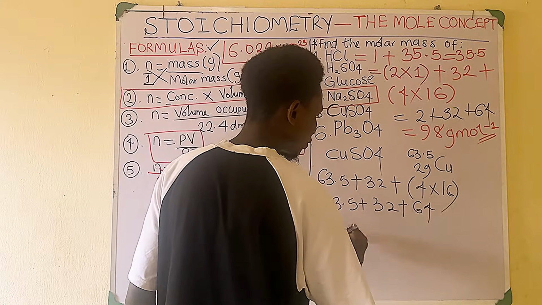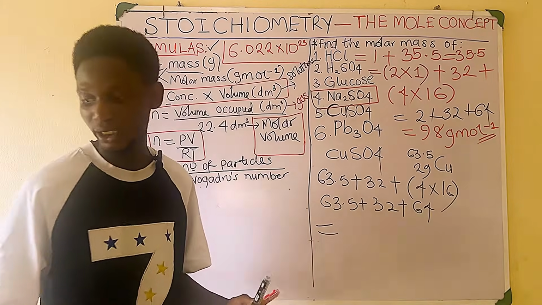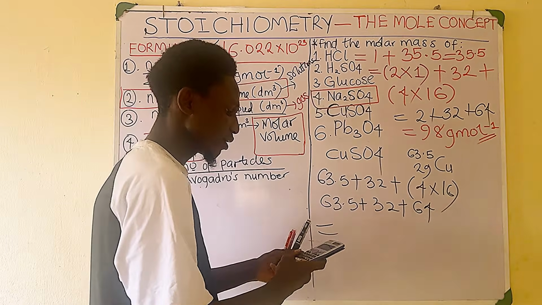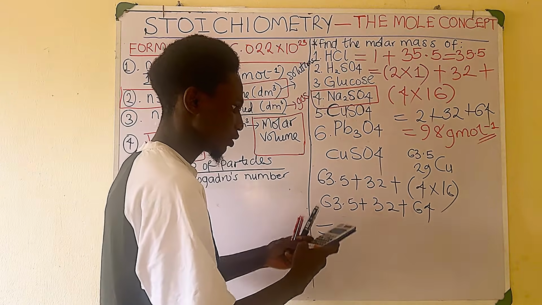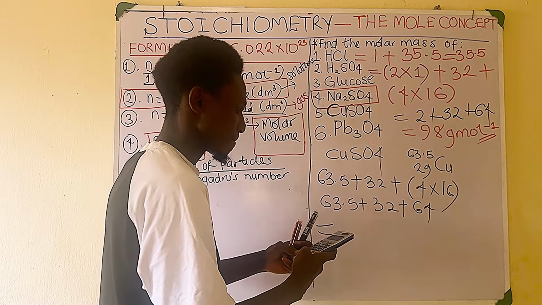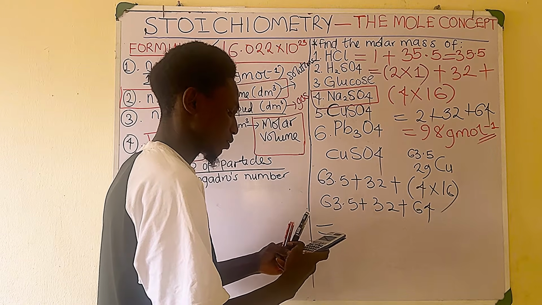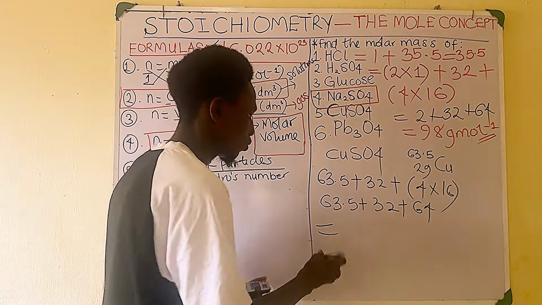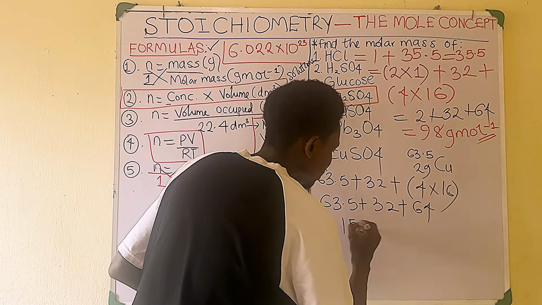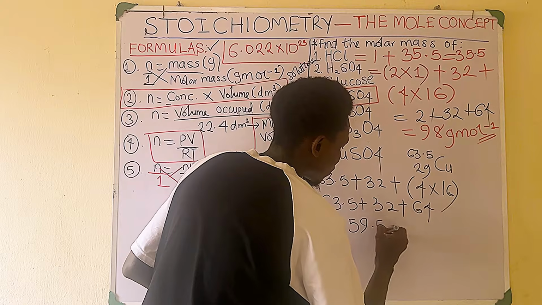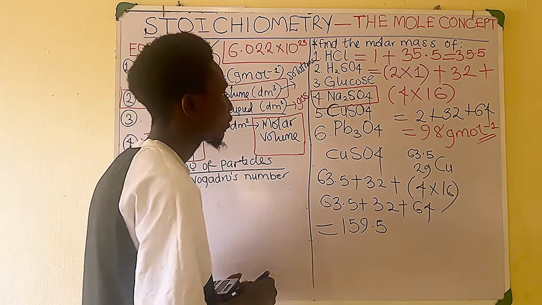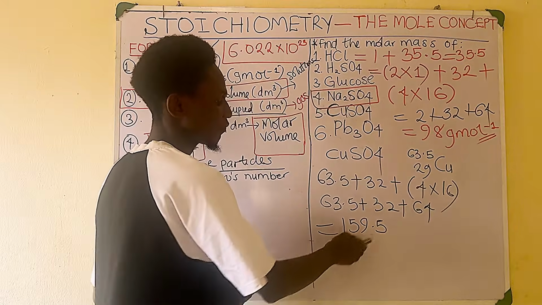I think I have to punch the calculator in this scenario now. Let me get the exact answer. Although I can still work it out, I don't want to trust it. I don't want to give a wrong answer in the video. 64. That is 159.5. So the relative atomic, the molar mass rather, of CuSO4 is 159.5.